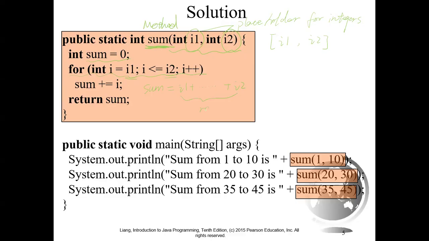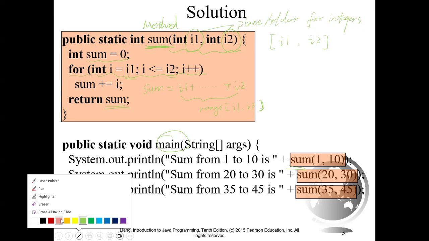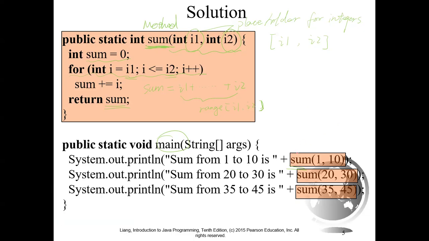So this is a range. And then it returns a sum. Once it returns sum, in the void main method, we can call this is the method name, right? This is the method name. I think I should change a color. The method name corresponding to here.